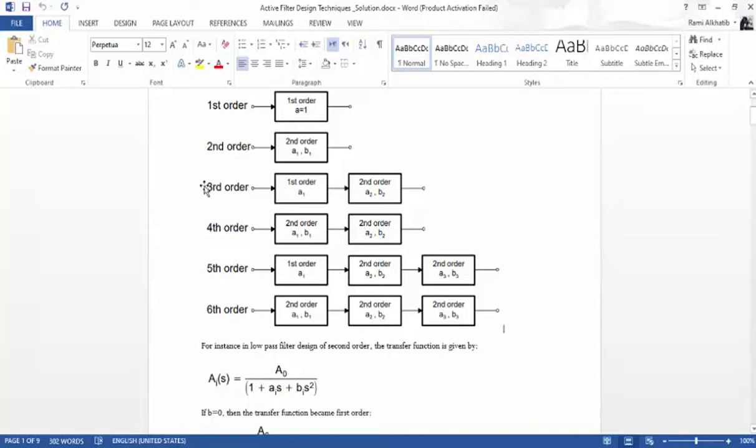So if we look over the pattern, if the order of the filter is odd, we need a first order cascaded with second orders. And if the order of the filter is even, like in this case fourth or sixth, we can make use of the second order filter only.